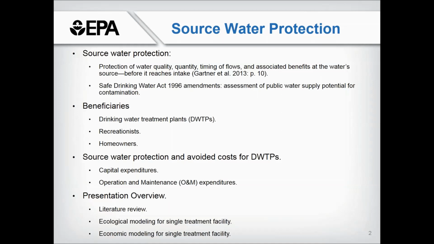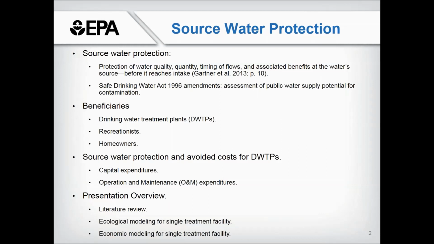These benefits fall into two broad categories: avoided capital investments and avoided operation and maintenance expenditures. These benefits have been widely recognized, for instance, in the 1996 amendments to the Safe Drinking Water Act. But despite this recognition, they have rarely been quantified, at least not using observed cost data. This quantification is the primary goal of the research being presented today.